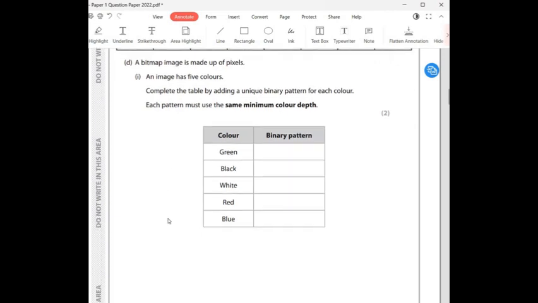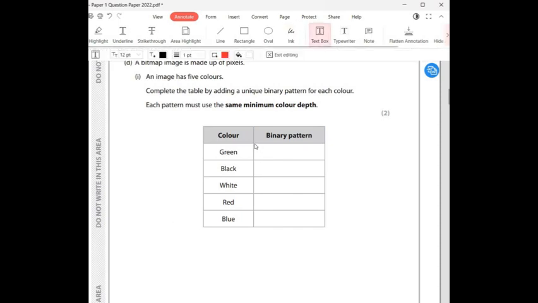Moving on. A bitmap image is made up of 5 colors. So we need to complete the table by adding a unique binary pattern for each color.